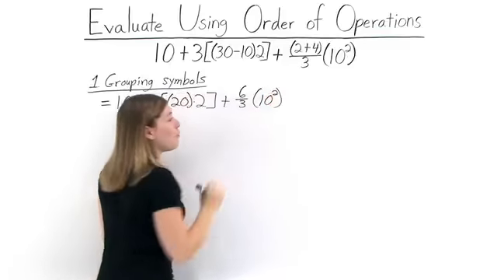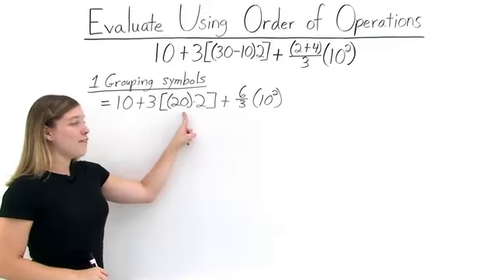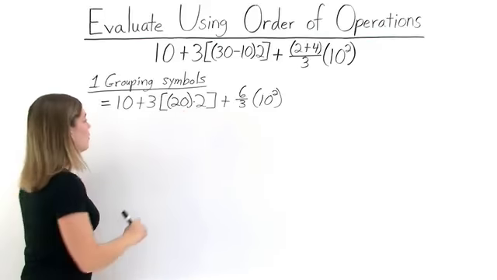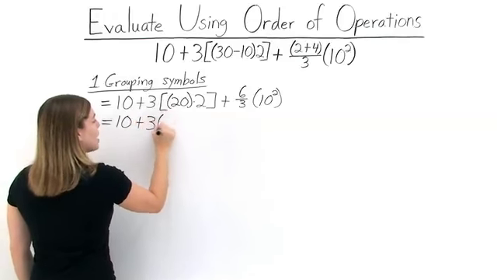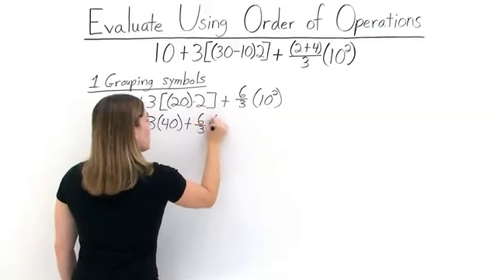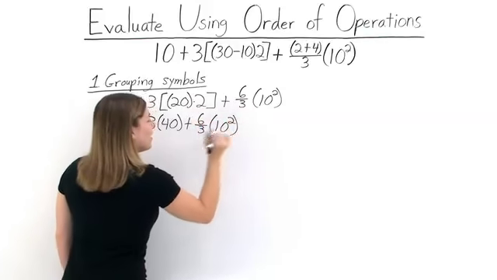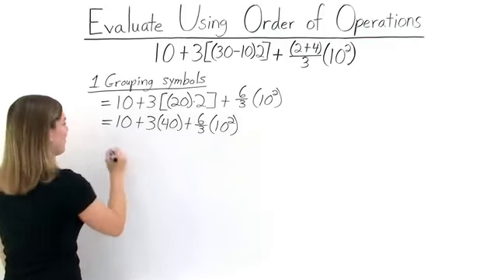Now, have we eliminated all of our grouping symbols? No, we still have to deal with the grouping symbols here. So we need to continue with this step. To do this, we take 20 times 2, and we get 40. Then we just rewrite everything else. Now we've eliminated all of our grouping symbols. We're ready for the next step.